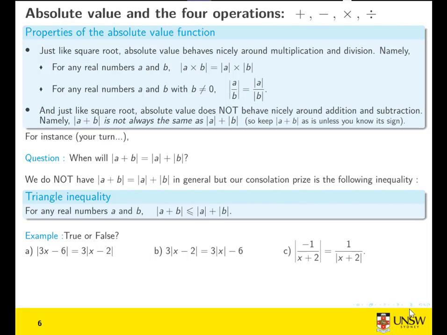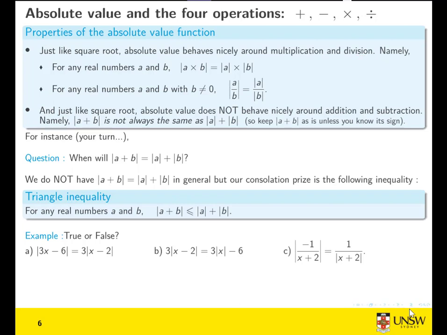Now let's see what we are allowed to do and not allowed to do with the absolute value. Lucky for us, it's the exact same story as the square root. Remember how when you had the square root of a product or the square root of a quotient, you could just break the square root? Well, it's going to be the same here. If you have the absolute value of a product, you can actually break your absolute value. If you have the absolute value of a quotient, that's the same as the quotient of the absolute values. So everything works fine with multiplication and division.